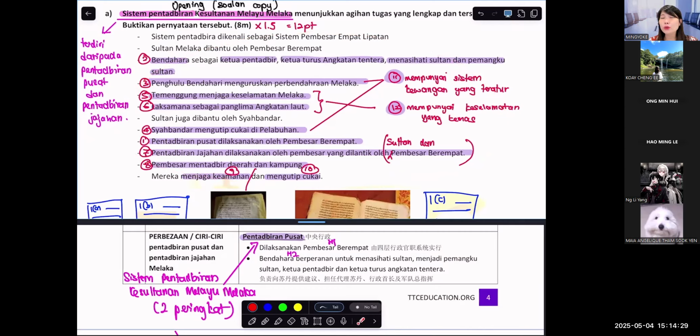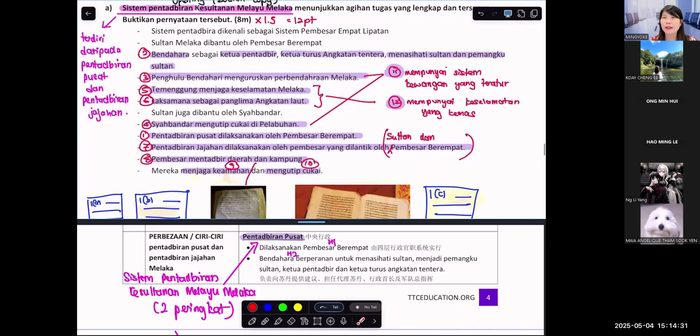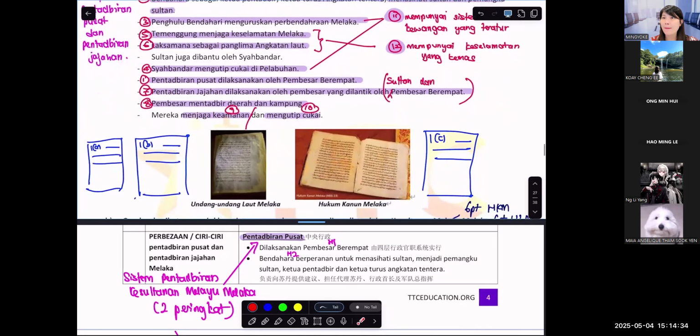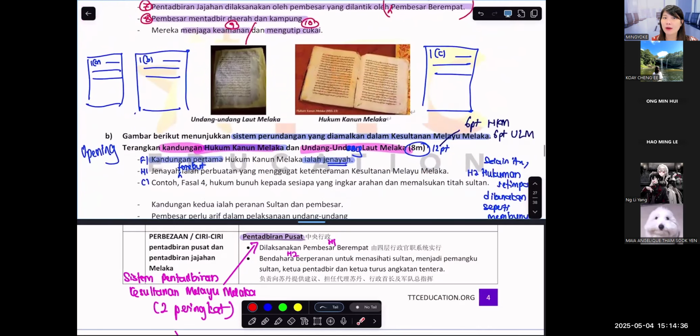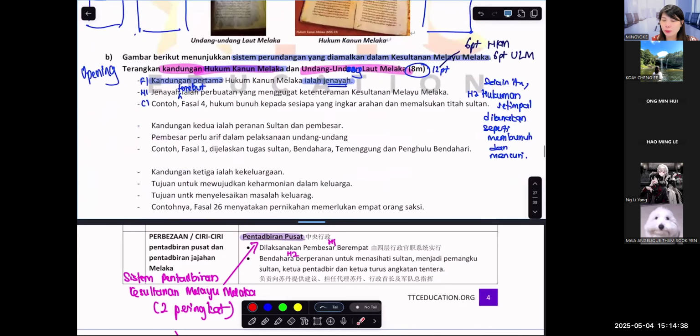You all know one. You all do before all the practices. Your teacher will tell you. So for example, when you go to B here they say that sistem perundangan in Melaka is Hukum Kanun Melaka, Undang-Undang Laut Melaka, am I right? Meaning they want the content. And remember, Hukum Kanun Melaka got 4 fakta. Undang-Undang Laut Melaka got 4 fakta. And then 8 marks means what? Times 1.5 is 12 points.